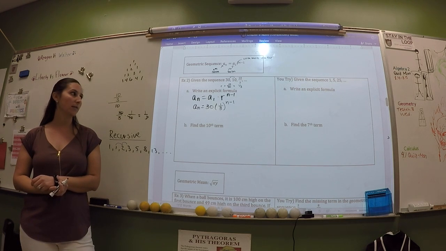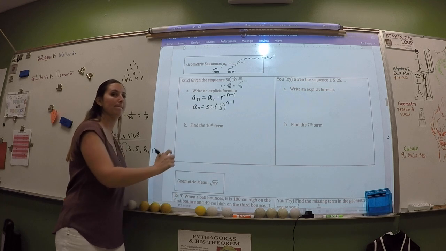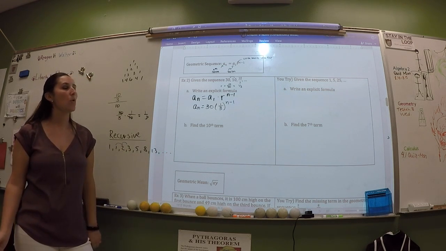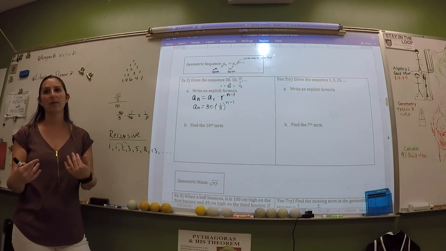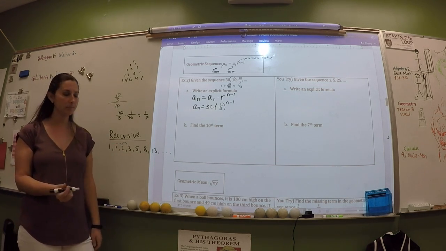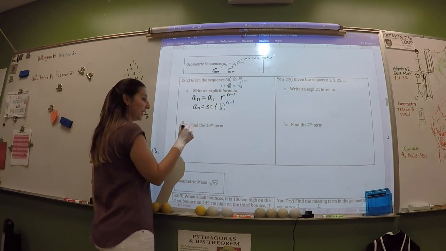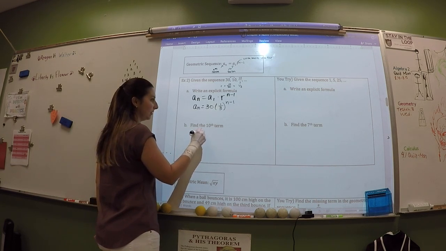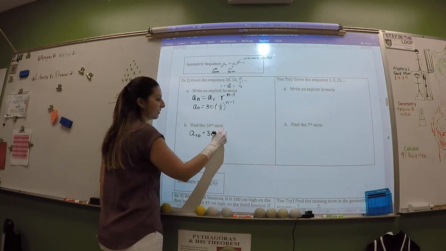So just like a regular... Oh, and when you find the 10th term, then you would put 10 as n. Wait, do you always put the second term over the first term to find the ratio? Or the third over the second, or the fourth over the third. Just some term divided by its previous term. Okay. So if we want to find the 10th term, we're just going to plug in 10 for n.